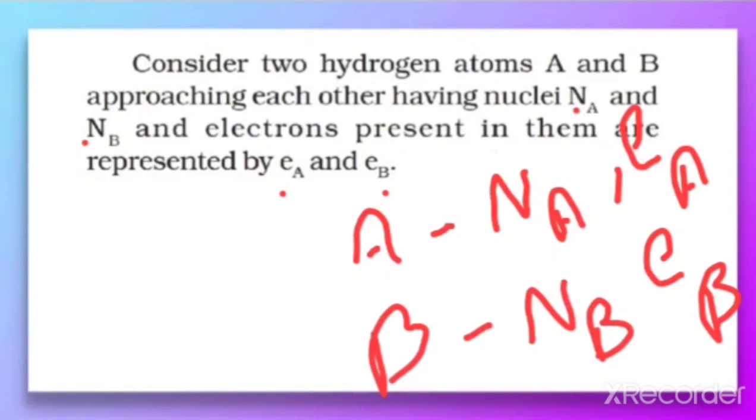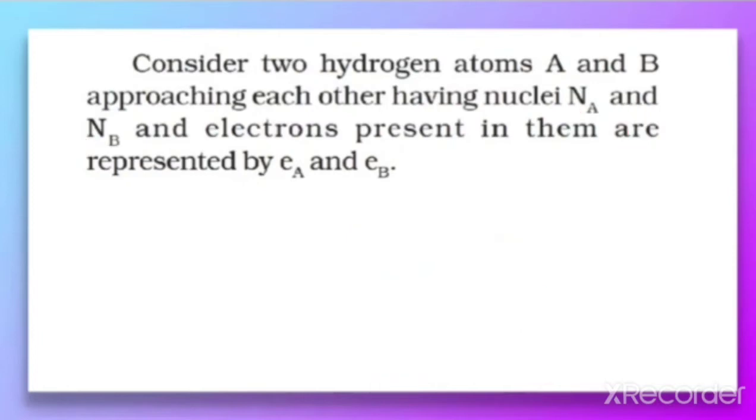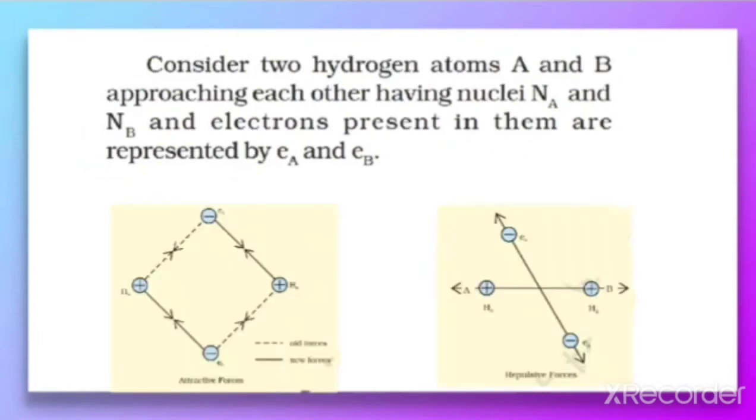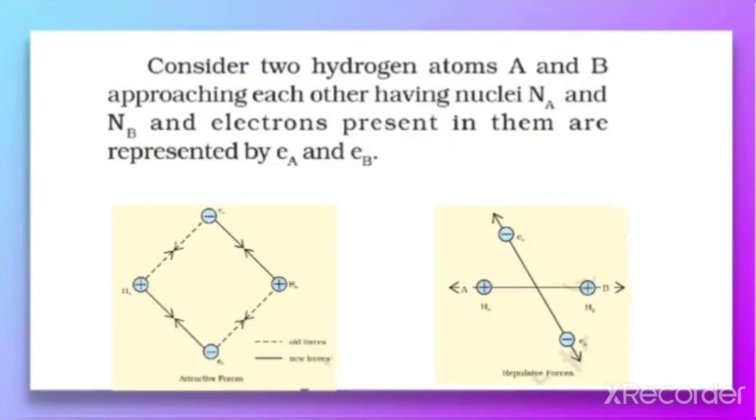We know that the nucleus is positively charged and the electron is negatively charged. So when the two hydrogen atoms approach each other, there will be some attractive forces and some repulsive forces. The positively charged nucleus attracts the negatively charged electron. In the diagram, the positive charge is the nucleus of hydrogen atom A, and Ea is the negative charge, the electron of atom A. The positive charge attracts the negative charge, so there is an attraction between these two.